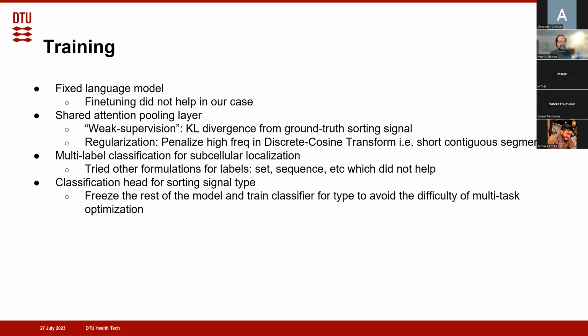I mentioned for the multi-label classification, we use focal loss, and the classification head for sorting signal type was trained after the rest of the model was trained on subcellular localization categories. So the model trained on subcellular localization was frozen, and then we trained sorting signals. In principle, it would have been better to optimize both tasks simultaneously, but that proved rather difficult. Vineet can tell you more about that.